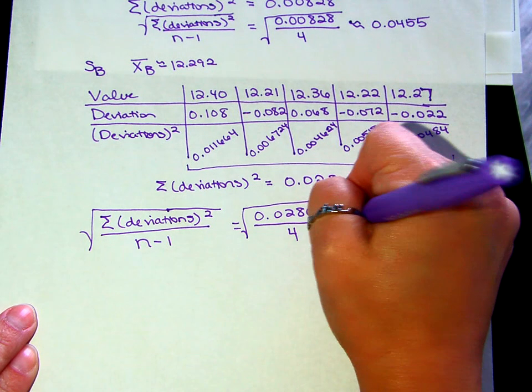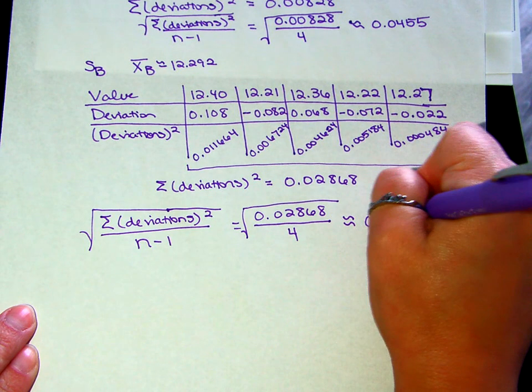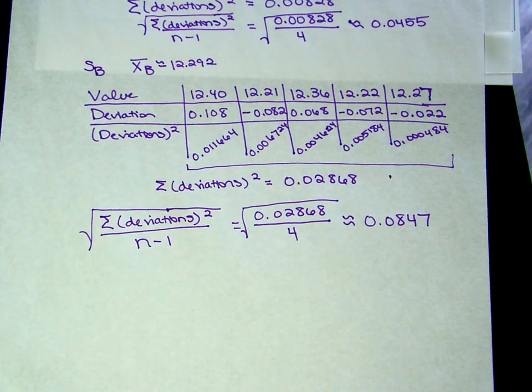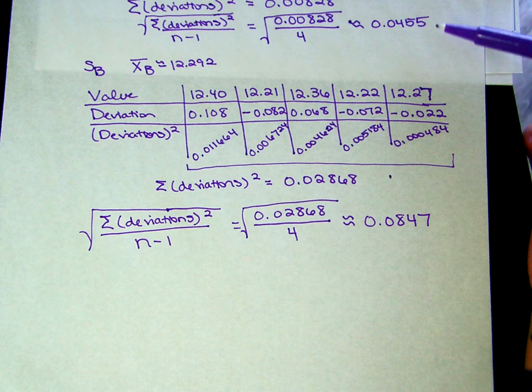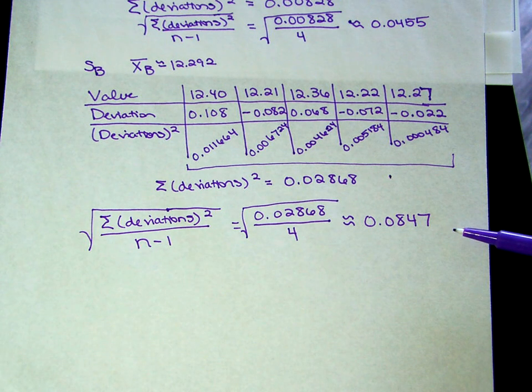We find that the standard deviation is 0.0847. So Company A had a standard deviation of 0.0455. Company B had almost twice that. Not quite, but almost twice the standard deviation. So which company do you think fills their jars more consistently? Is it Company A or Company B?